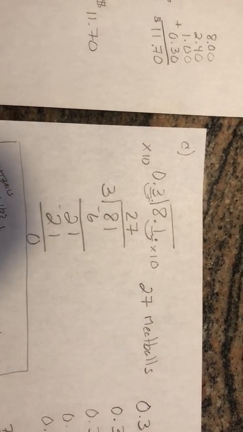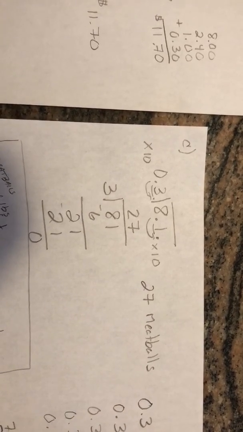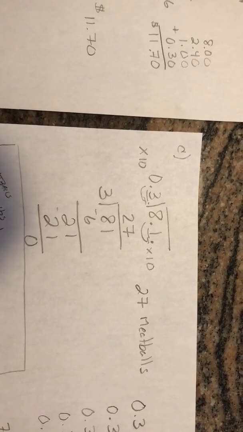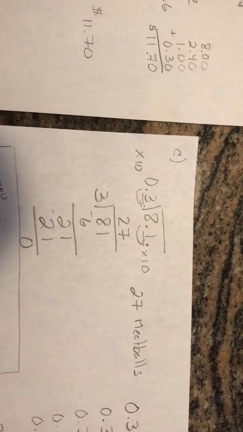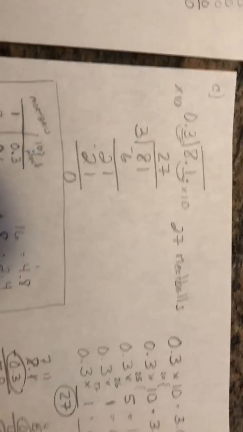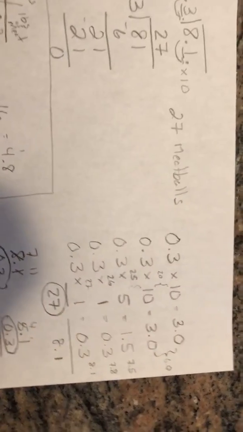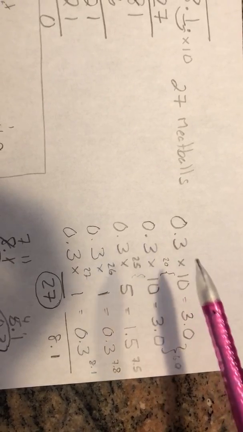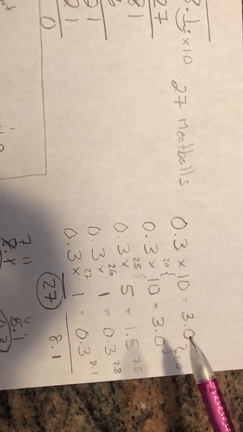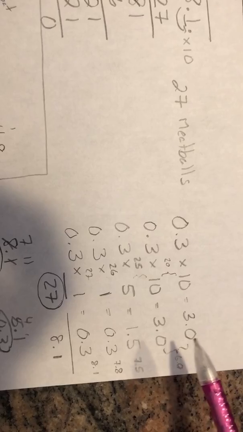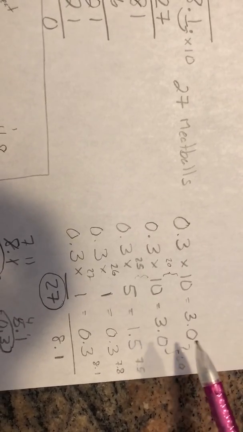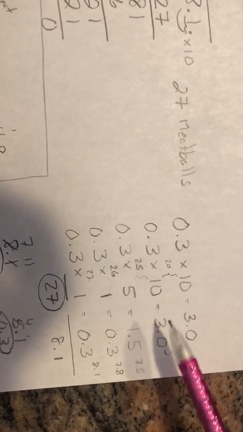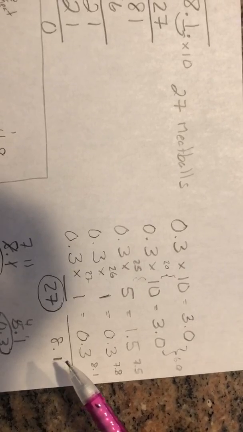Now, a lot of you might not know how to divide with decimals, and that's fine. There are other ways in which you can solve this problem. Another way that we can do it is actually by using multiplication. So if you look over here, what I've done is I've taken 0.3 and I've multiplied it by 10, which equals 3.0. Now I've done that once. My goal here is to try to get the amount of meat to equal the 8.1 that I need.